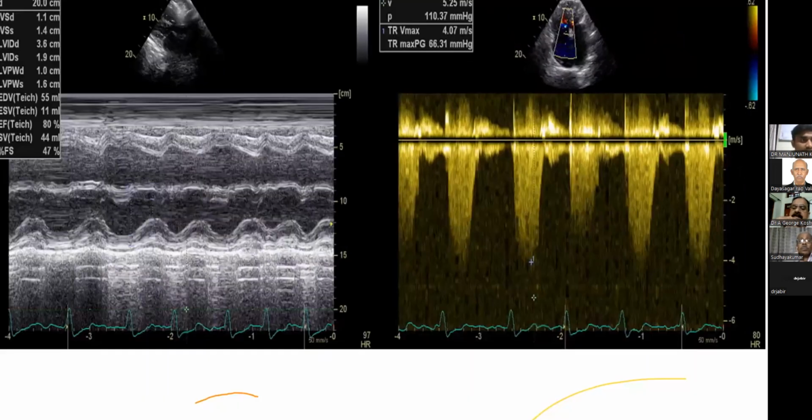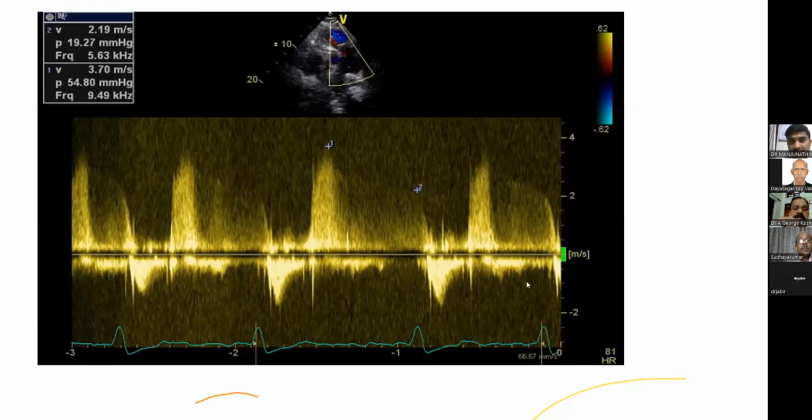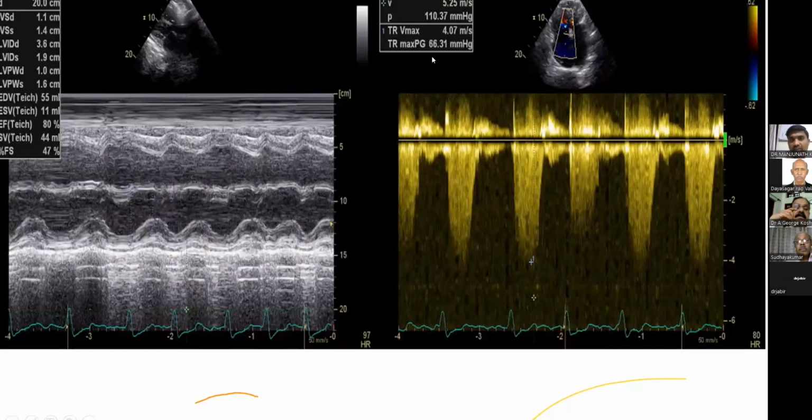This is the LV ejection fraction and the TR jet. This is the TR jet, sir. It was difficult to get, and we got it 66. TR pressure gradient is 66. Now, based on this TR jet, can you say the RV function is normal or depressed? Based on the TR jet profile there, can you say the RV systolic function is normal, depressed, or very good?